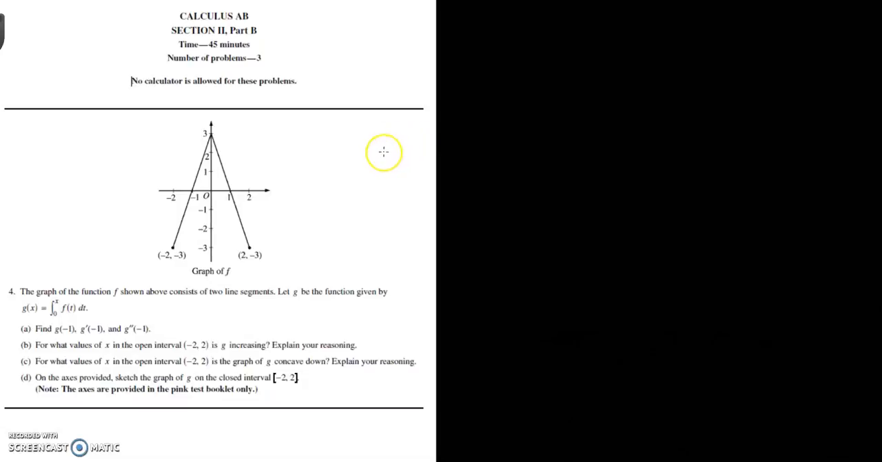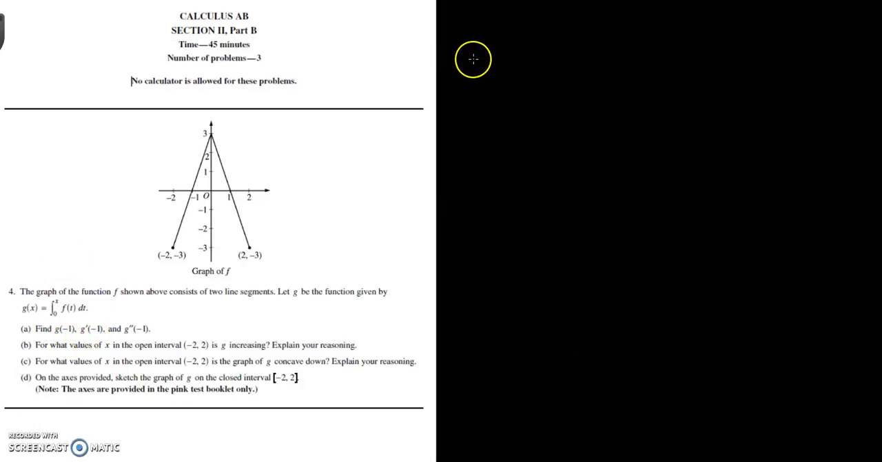Okay, in this video, we're going to solve the next accumulation function. This is a 2002 AP Calculus FRQ question number 4. It says a graph of the function f shown above consists of two line segments. Let g be the function given by g of x equals the integral from 0 to x of f of t dt. Find g of -1.